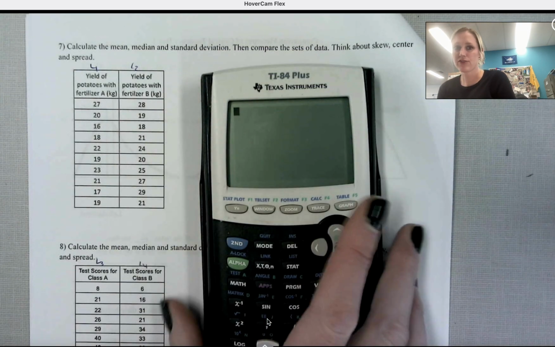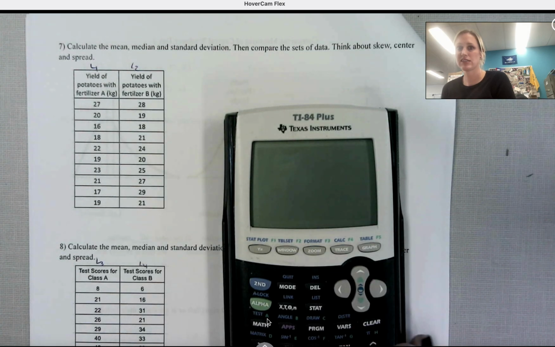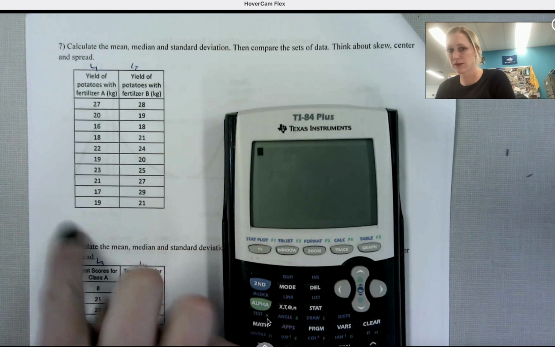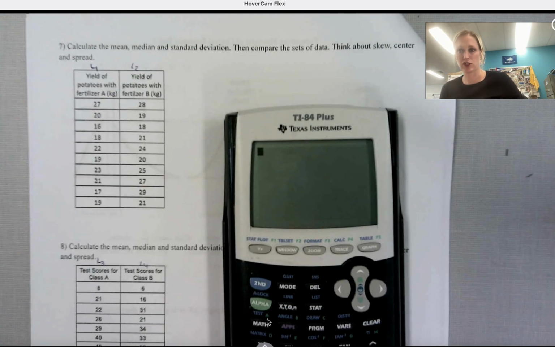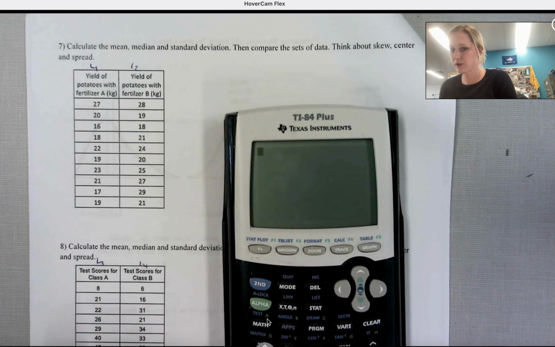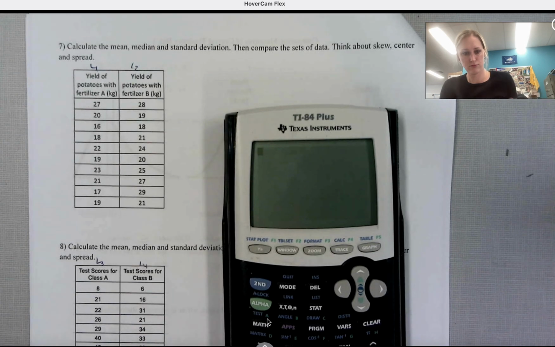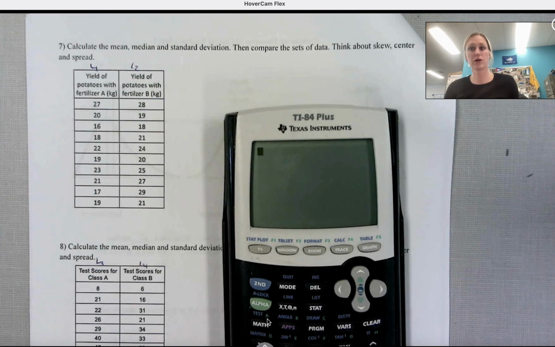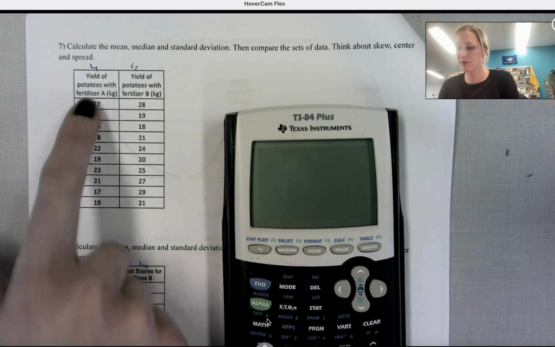Okay, so what we're asked to do is calculate the mean, median, and standard deviation and then compare the data sets. Okay, so I'm going to do list one. I'm just going to write the different pieces of information I know down below. Oh, sorry, I just realized I have the same thing printed twice. Okay, back to this. All right, so I'm going to find those different pieces.